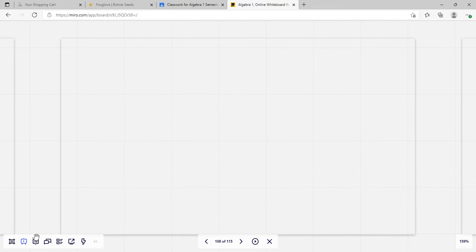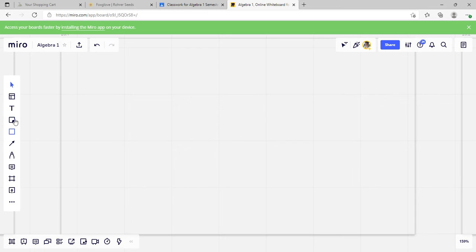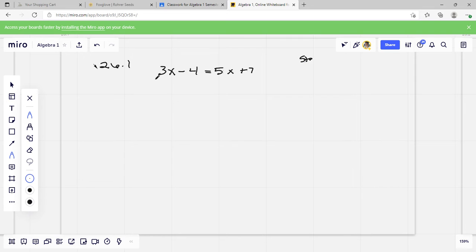Alright, so our first example problem is 26.1. It gives us 3x minus 4 equals 5x plus 7. So step 1, the first thing we're going to do is try to get our x on the same side.